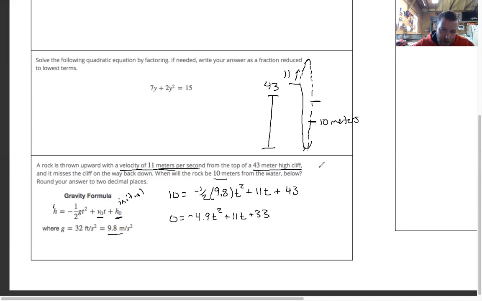So I know A is equal to -4.9, I know B is equal to 11, and I know C is equal to 33. So -11 plus or minus radical 11 squared minus 4 times A, which is -4.9. I don't know why I put 4.3. 4.9 times C, which is 33, all divided by 2A.